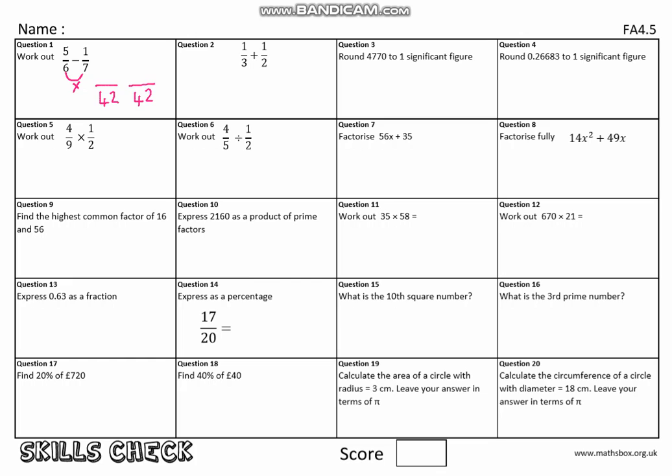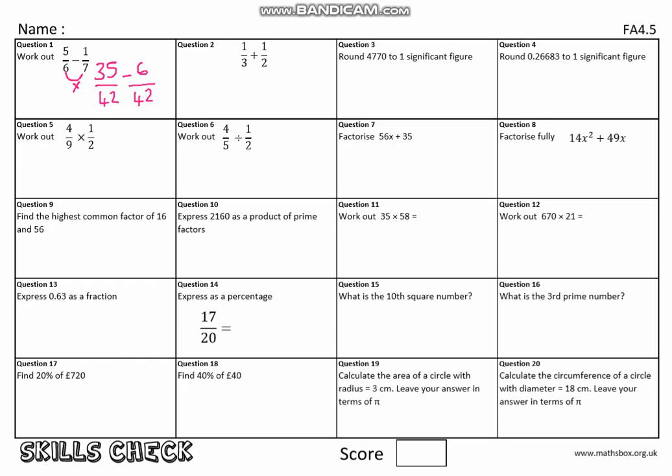Okay, so to get to 42, basically just times this side by the opposite denominator, okay? So I did 7 times 6 to get 42, so I'm going to have to do 7 times 5 as well. So 7 times 5 is 35. Now, to get to 42 on this side, I did 6 times 7, so I'm going to have to do 6 times 1 as well, which would equal 6.